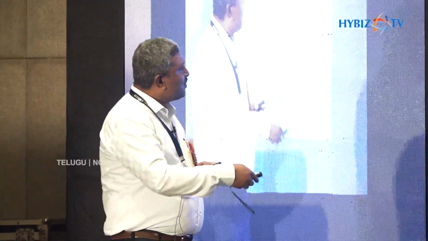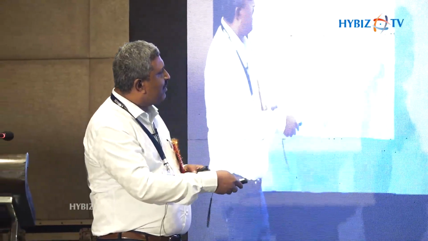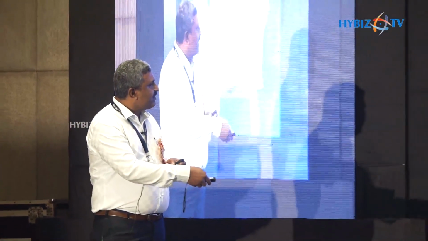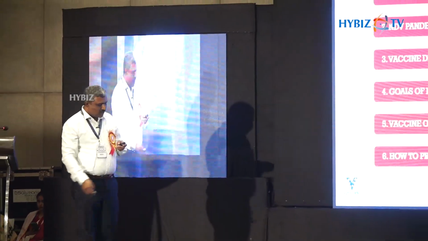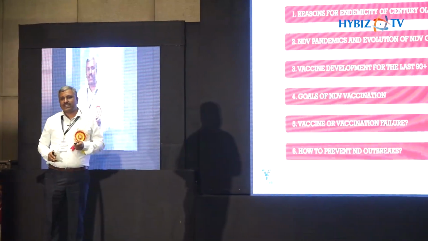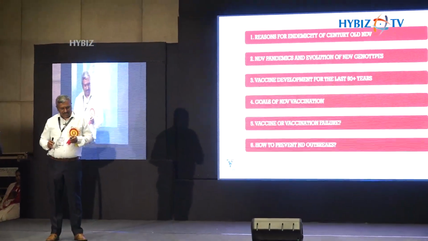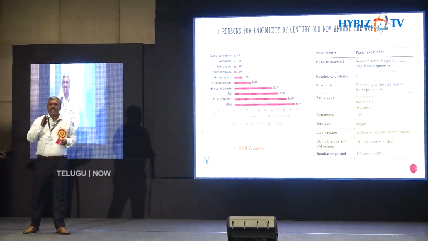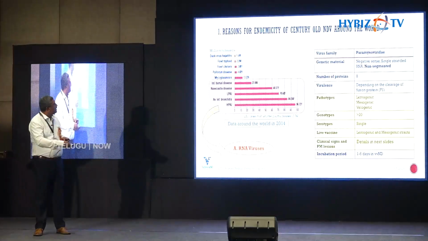Though we have got very good vaccines, we are not able to control and limit the infection and the productivity. So we will talk about how we have to approach the vaccines, and what the goals of ND vaccination are, and vaccines and vaccination failure, which is important, and how to prevent ND outbreaks in the future. So these are some of the topics I am going to talk about. And what are the reasons for the endemicity of this particular virus?